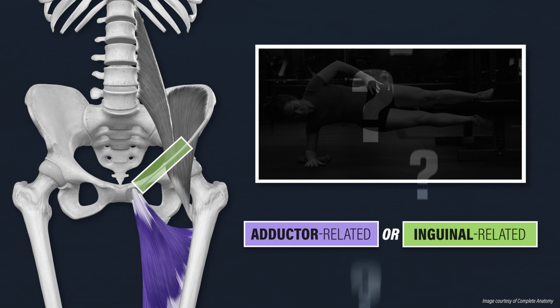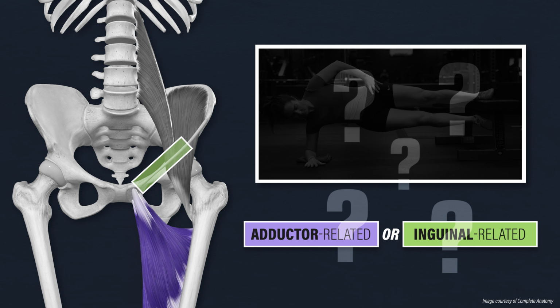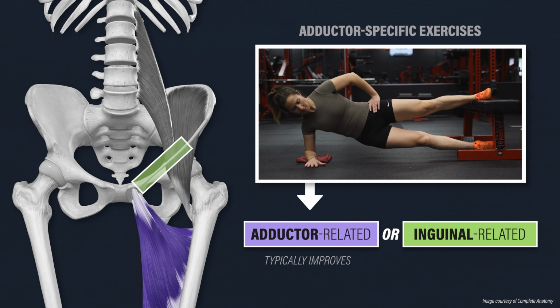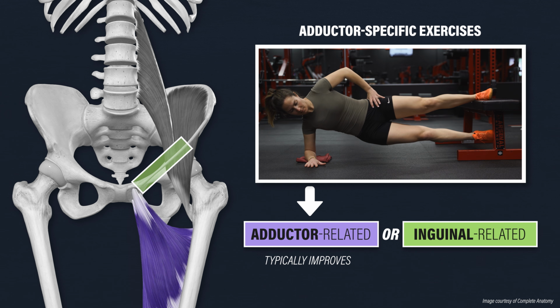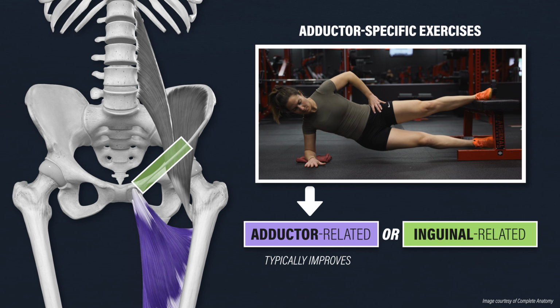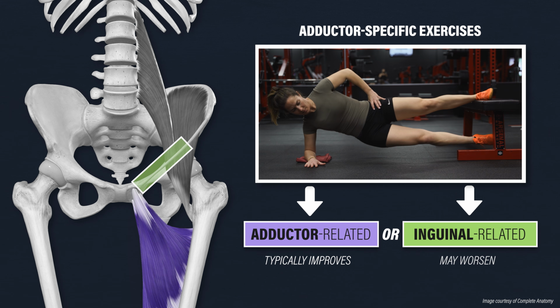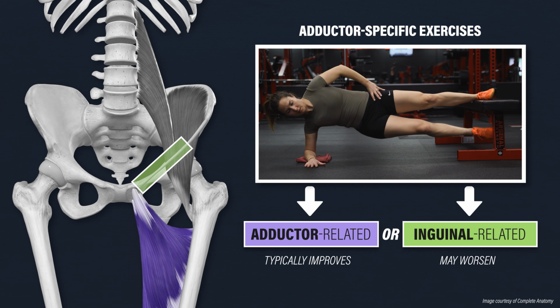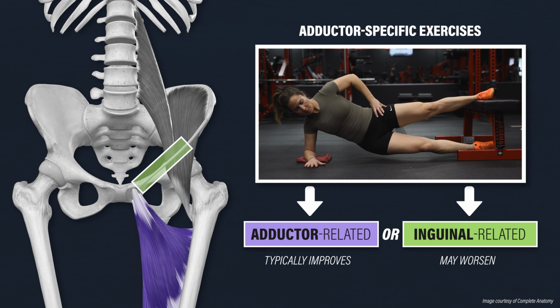Although it can initially be difficult to differentiate inguinal-related groin pain from adductor-related groin pain, adductor-related groin pain will typically improve with adductor-specific exercises. Inguinal-related groin pain, however, will not improve and may in fact worsen with adductor-specific exercises or with increases in activity in general. It's important to note that an inguinal hernia does not fall under this category of groin pain. Therefore, a palpable bulge should not be present.